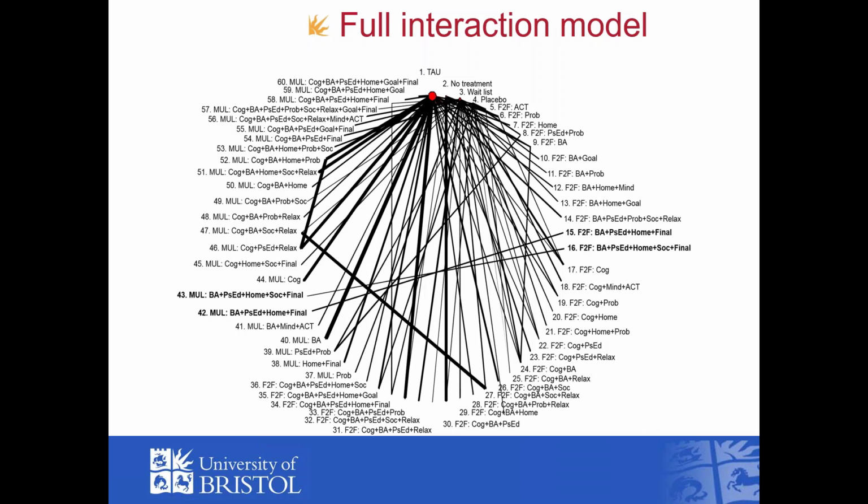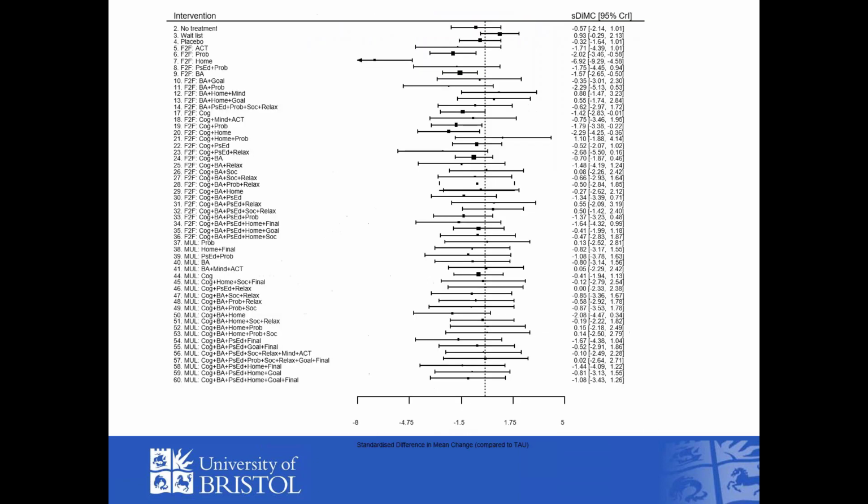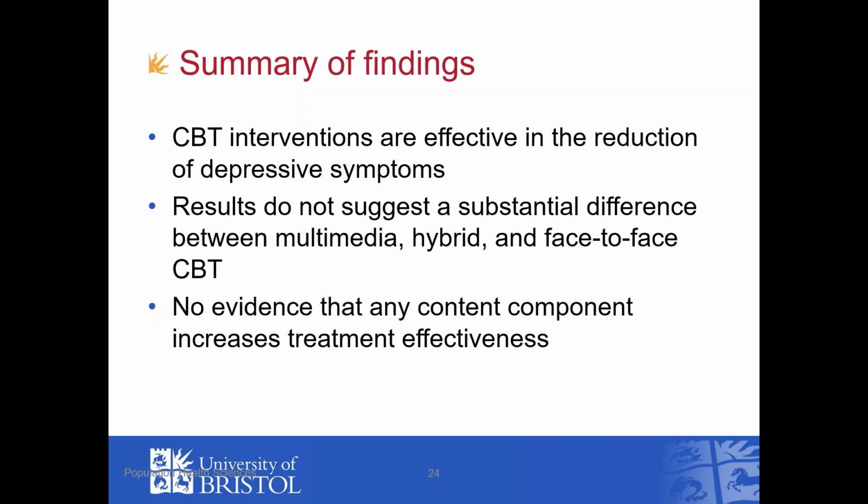This is just to show you what the full interaction model would look like. And you can see there's a lot of comparisons that have been made here, and in fact it is possible to fit this model and you get estimates. But it's very imprecisely estimated. The scale of this graph is much wider than the scale of the previous graph I showed you because the uncertainty around these estimates is so big. So, in summary for that example, we saw that CBT interventions are effective, but we didn't really manage to find a particular set of combinations of components that were more effective than another.